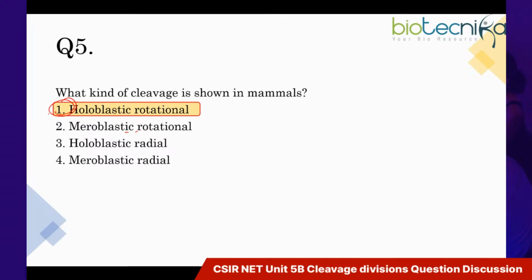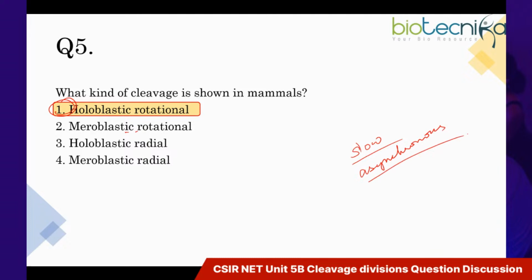Okay. So a lot of times I have told you that mammals have a very different kind of cleavage division. First of all, they are extremely slow. They don't divide as fast as the other organisms. Second thing is their synchronicity is not present. So they are asynchronous. Okay, that means they don't divide together.